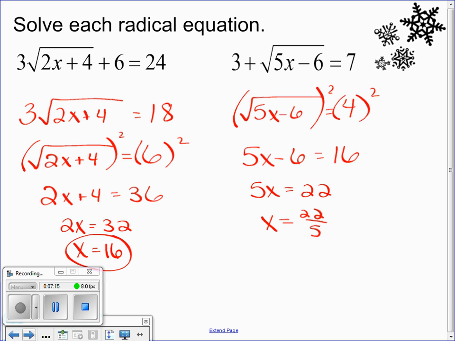You can leave it improper if you want. If you want to change it to mixed number, I don't care. Me personally, I'll probably leave it improper.